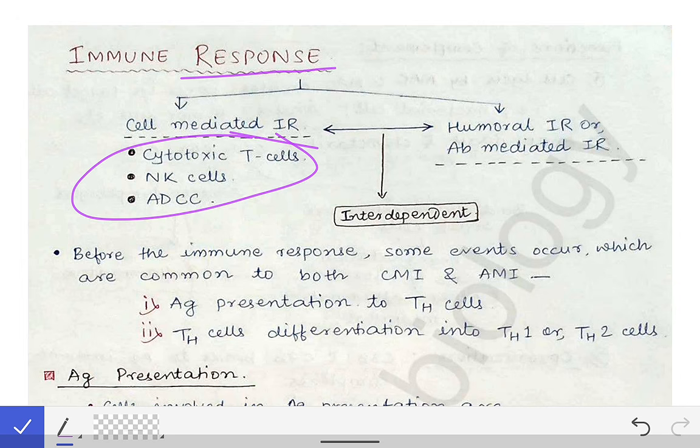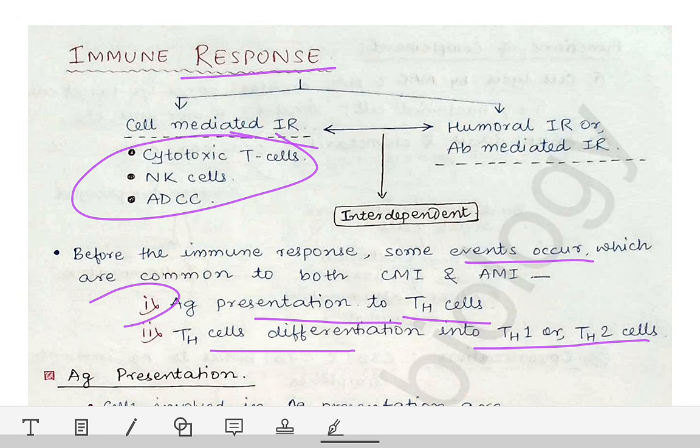Now, irrespective of whether it is a cell mediated immune response or antibody mediated immune response, two events are always occurring. This is irrespective of whether it is CMI or AMI, CMI for cell mediated immune response and AMI for antibody mediated immune response. What are those two events? Number one is the antigen presentation to the helper T cell, while the second event is the differentiation of that helper T cell into type 1 or type 2 helper T cell.